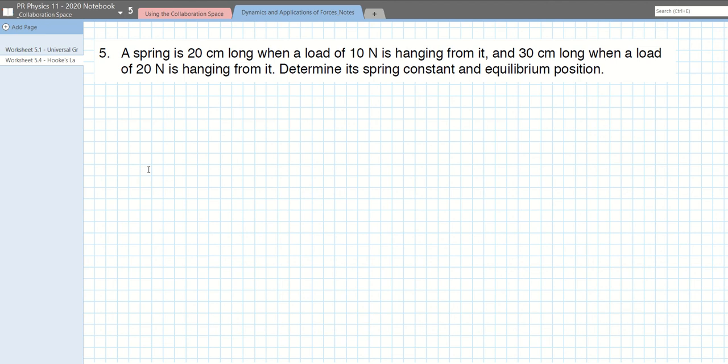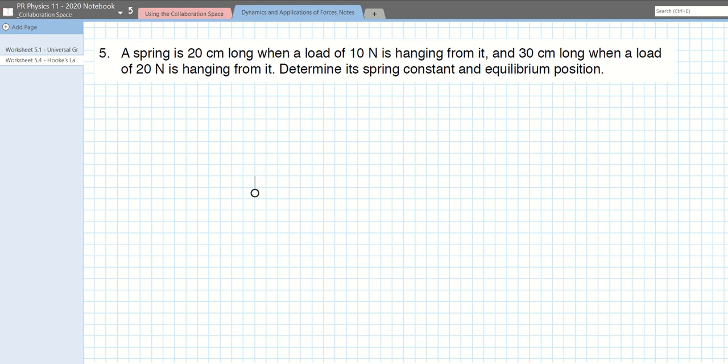Number 5 says a spring is 20 centimeters long when you apply a load of 10 newtons vertically. Perhaps it's hanging from it, or it could be another case where it's compressing it. In this case it's hanging from it, and it's 30 centimeters long when you apply a bigger load of 20 newtons. So we have two cases here. Let's make a free body diagram for each case.